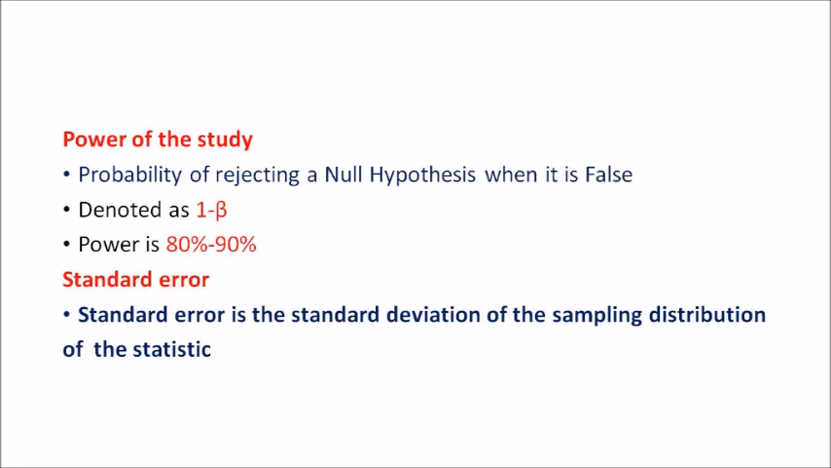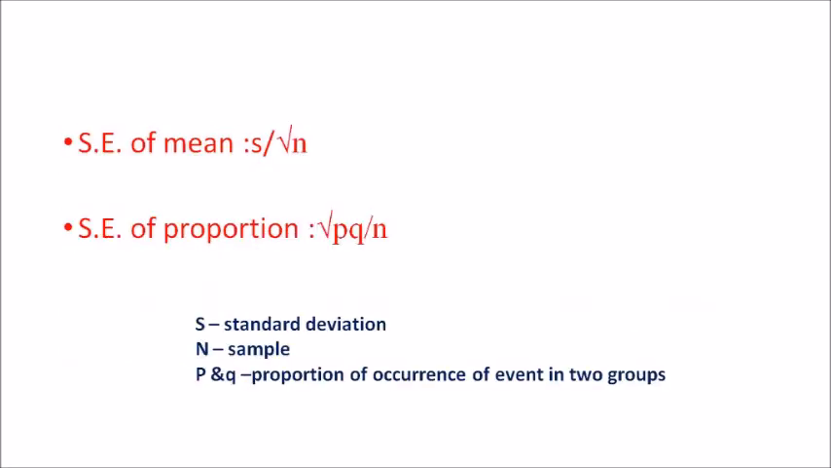Okay, next is standard error. Standard error is the standard deviation of the sampling distribution of the statistic. Clear? We have two things, standard error of mean and standard error of proportion. You have to learn these equations by heart. Problems are being asked.